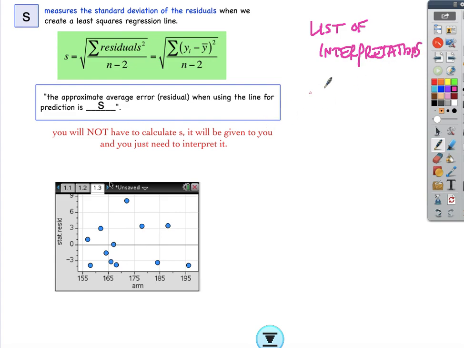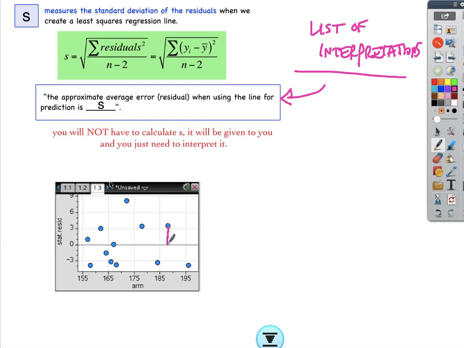I've already referred to that in a couple of my other videos. Add that on there. Likely they're going to give you S and you have to talk about what it means. So it's the approximate average residual size when you're using the line for prediction, the least squares regression line. The approximate average residual.